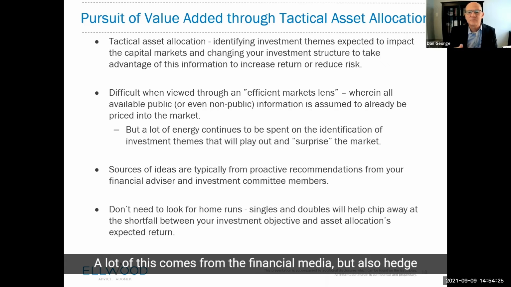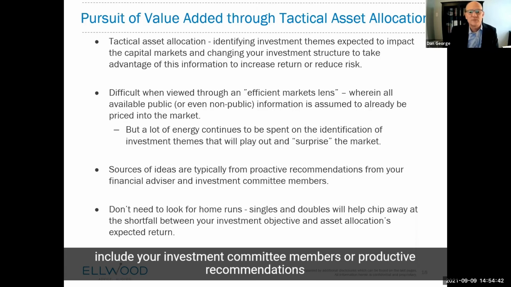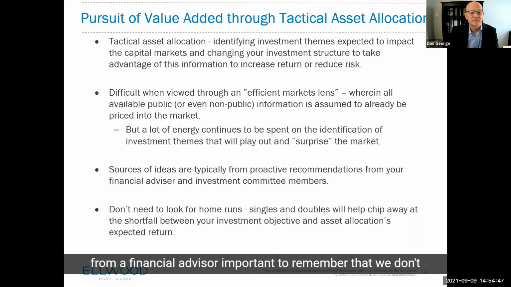A lot of this comes from the financial media, but also hedge funds, many of which are set up to use top-down capital market information as a main input into their investment theses. The sources of these ideas, these investment themes, might include your investment committee members or proactive recommendations from a financial advisor. Important to remember that we don't need to look for home runs. Singles and doubles will help us close the gap between our expected return from our asset allocation and the investment objective we're trying to reach.